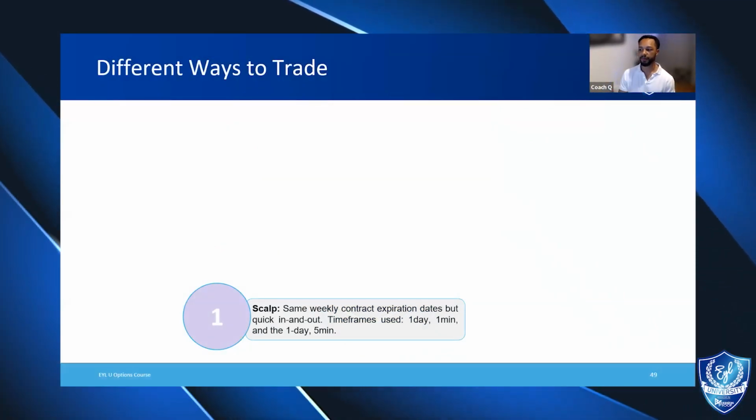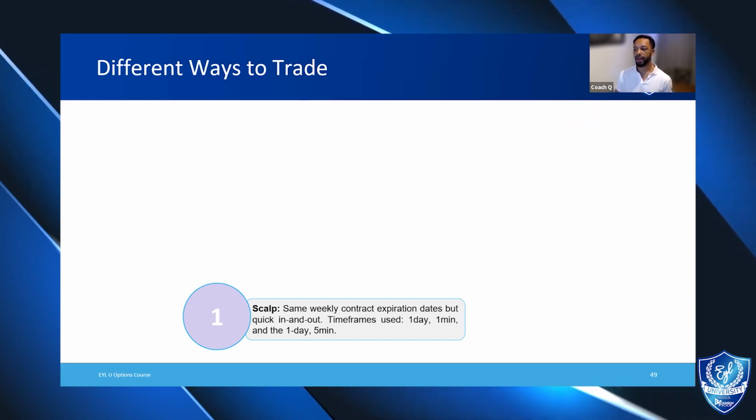When it comes to different ways to trade, if you are looking to trade at a quicker pace, maybe over the course of a minute, or within a day, 5 minutes, 15 minutes, that's called scalping. So that's when the weekly contract expiration date is more so in and out, right? It usually expires in a very quick time frame, so you're placing multiple trades in one day in one time frame. So that's what scalping is all about.